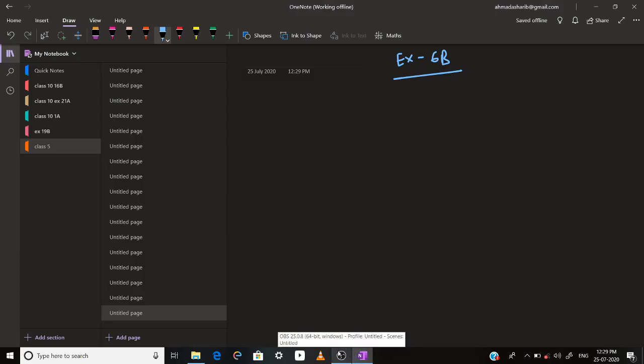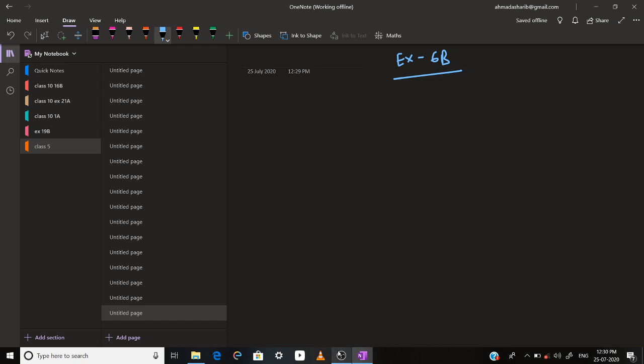So today we are going to study exercise 6b. Till then we have covered exercise 6a, and in that exercise, if you remember, we were learning how to find if a given number is a factor of that particular number, or how to find the factors of a given number. Now in exercise 6b we will study about the prime numbers. What are the prime numbers?